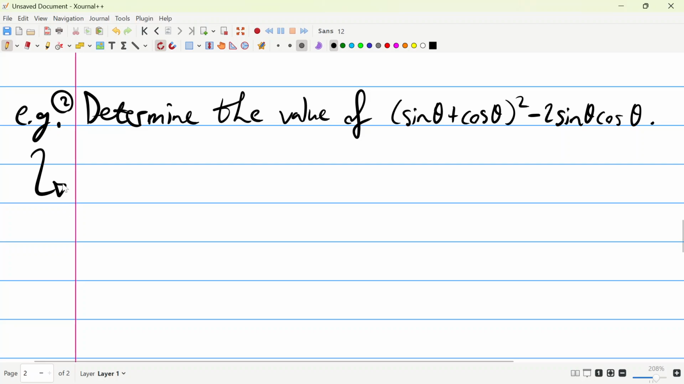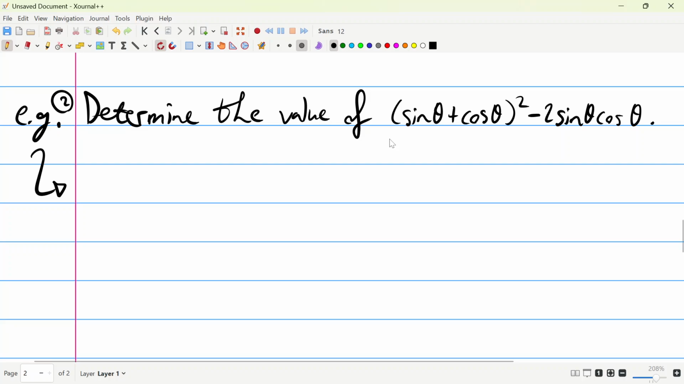So here's another type of question, right? Example 2 says, determine the value of (sine theta plus cos theta) all squared minus 2 sine theta times cos theta, okay? So the value, meaning an actual finite value. We need to find a way to simplify it such that we actually get a value so we can answer the question. So what can we do with this question?